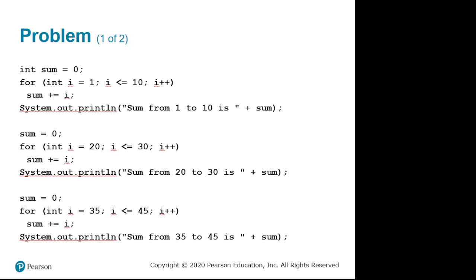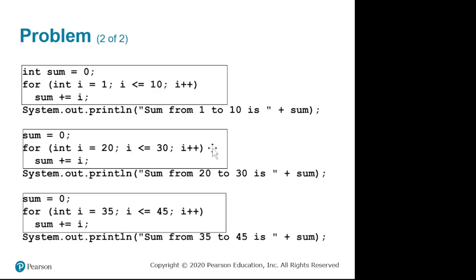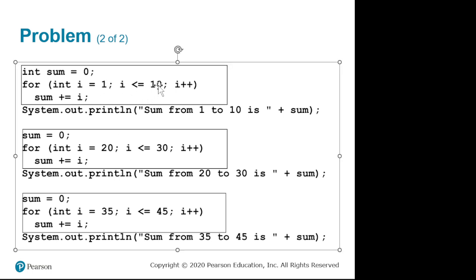And the book does a good job of pointing out that this code we repeat is almost the same. The only thing different are these min and max values here. This 1 and 10, this 20 and 30, this 35 and 45. And so we want to have some way of being able to repeat code.